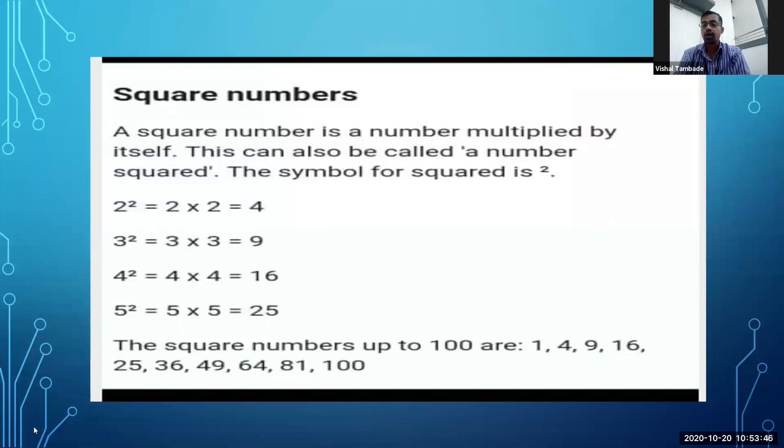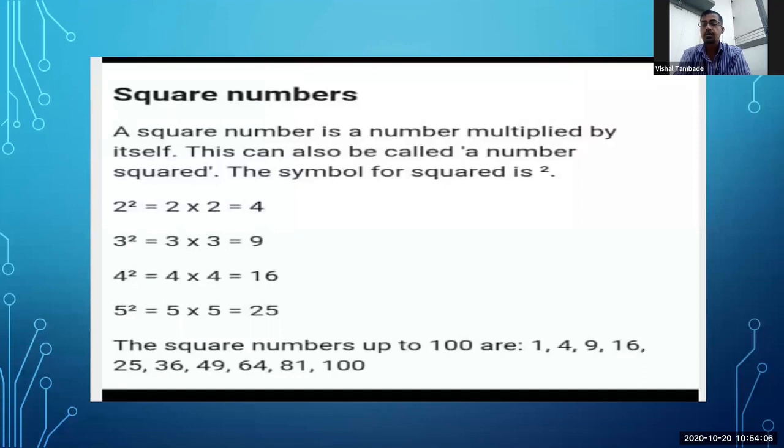The 1 is the square of 1, because 1 multiplied by 1, our answer is 1. That's why 1 is the square of 1. Then 4. 4 is the square of which number? The 4 is the square of 2, because 2 times 2 is 4. That's why the 4 is the square of 2.